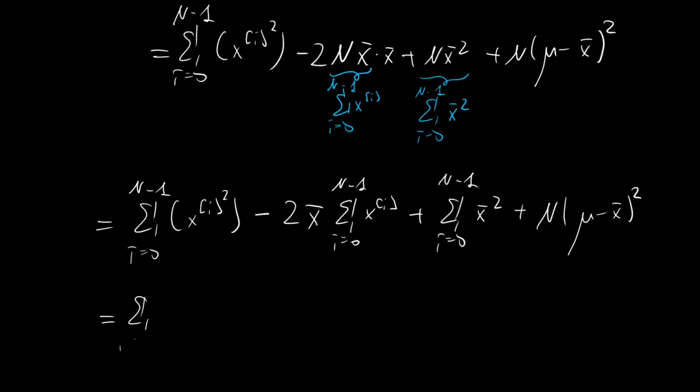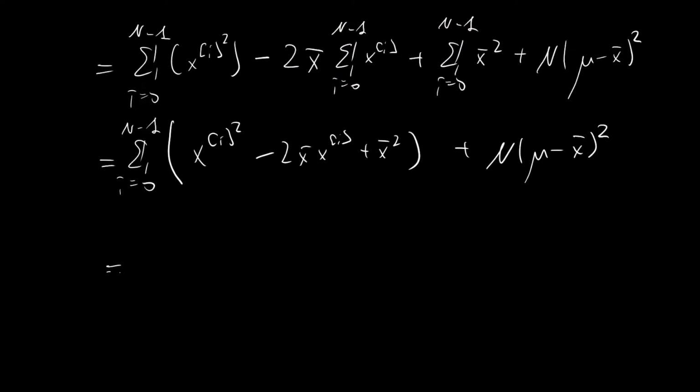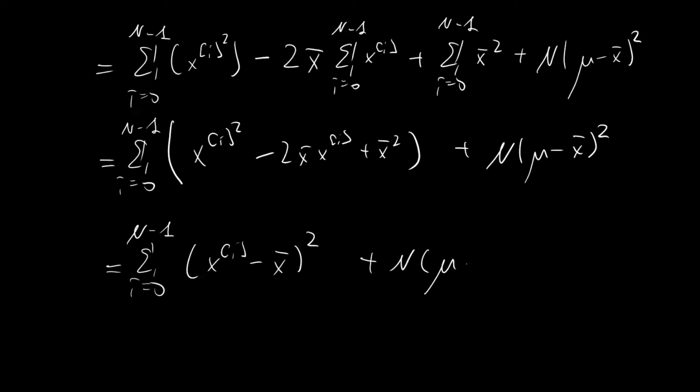Then we have the summation from i=0 to capital N minus 1 over xi squared minus 2 x bar xi plus x bar squared, and then closing brackets for the summation. And here we have n times (mu minus x bar) squared. And then we see this is nothing else than another quadratic equation, which we can bring into standard form. We don't even have to complete the square, we already see it: this is the summation from i=0 to capital N minus 1 over (xi minus x bar) squared plus n times (mu minus x bar) squared. And that is what we had to show.